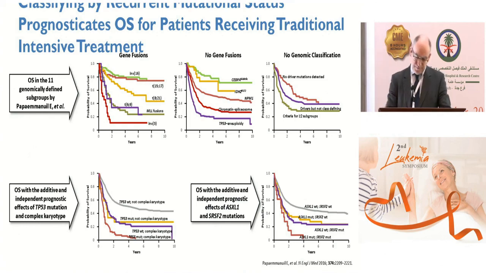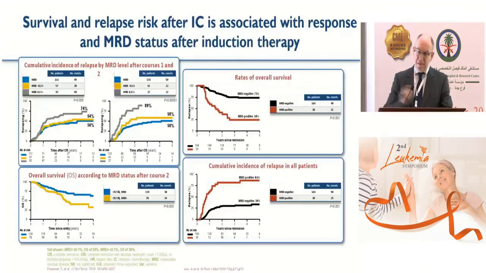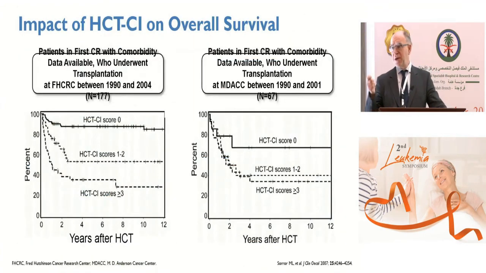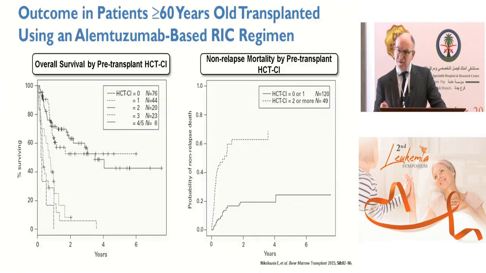So to do this, we're going to integrate the genomics to predict the risk of relapse if treated with chemo alone. We're going to integrate MRD that predicts risk of relapse. And we're going to use comorbidity scoring of patients to predict the risk of transplant-related mortality. In essence, if you're over 55 or 60 and you've got a comorbidity score of 2 or more, your risk of a transplant's pretty high.